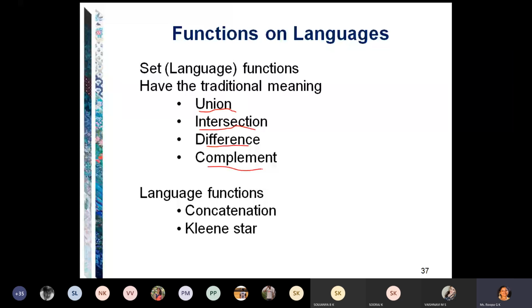Then two other functions are called concatenation and Kleene star. Concatenation of strings we have studied. If S1 and S2 are strings, then concatenation of S1 and S2 is S1S2. If S1 is VCET and S2 is Puttur, then S1S2 is VCET Puttur. Similarly, we can concatenate languages as well. If L1 is one language and L2 is another language, then the concatenation of L1 and L2 means a string from L1 is concatenated with a string from L2. We will see some examples.